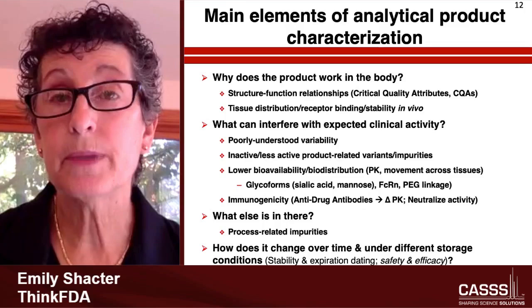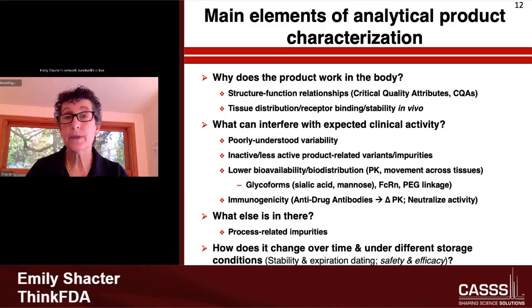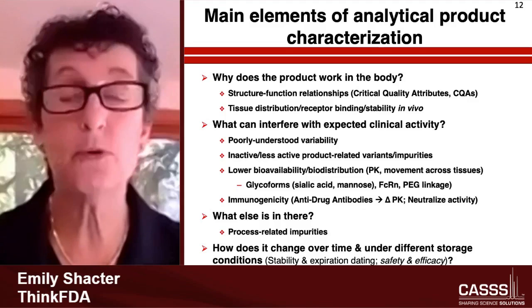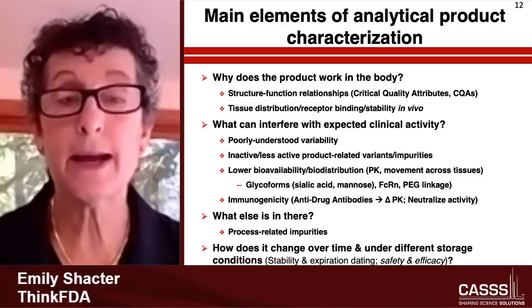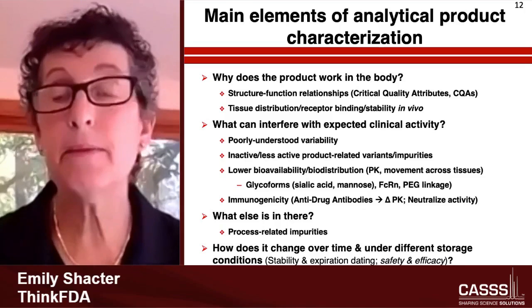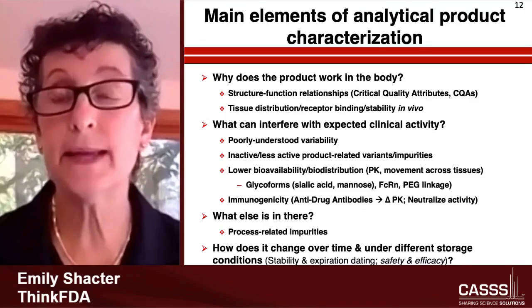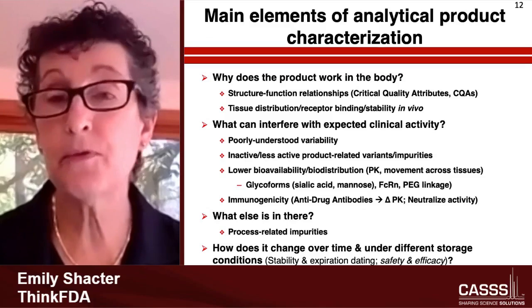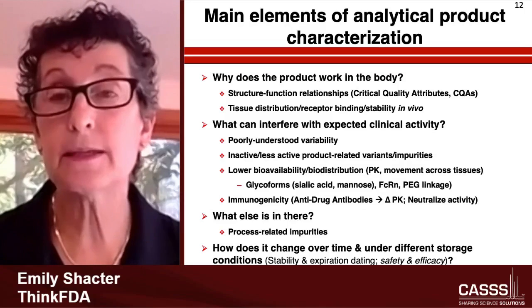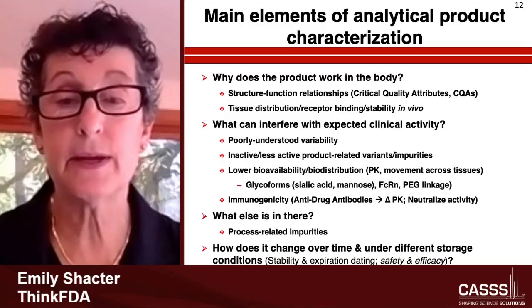So if we have poorly understood variability, we can have unexpected clinical outcomes. If we have an inactive or less active protein variant or impurity, this can impact clinical activity. If the bioavailability is somehow impaired by some change in the molecule, for example, glycoforms, that can impact its getting around the body. And then immunogenicity. So when antibodies are developed against a protein product, they can change both the PK and the biological activity of the protein through neutralizing activity.